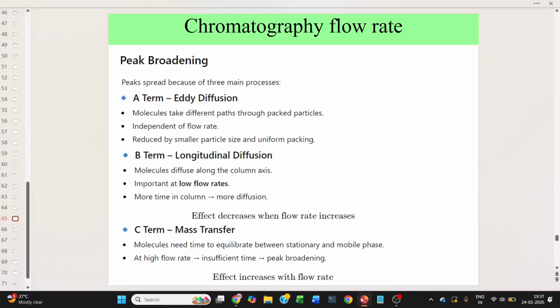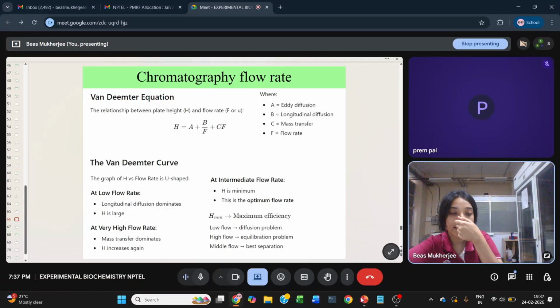Okay. So these are the different terms, and then there is the Van Deemter equation. The Van Deemter curve is a U-shaped curve, which is formed because of band broadening. At low flow rate, H is very large and longitudinal diffusion dominates. But at very high flow rate, mass transfer dominates and H is very high. But at intermediate flow rate, it is optimal. H is minimum, and minimum H tells you that there is maximum efficiency.